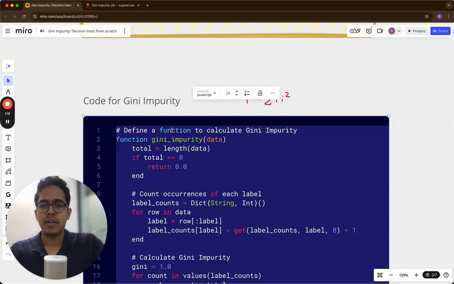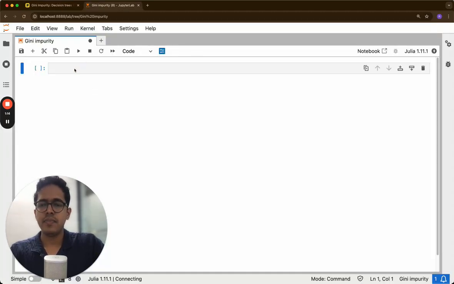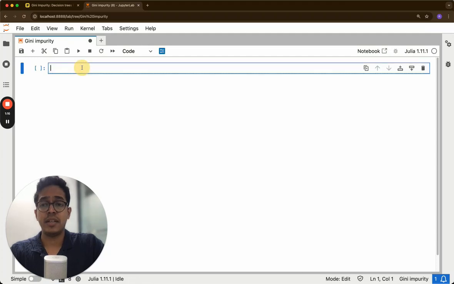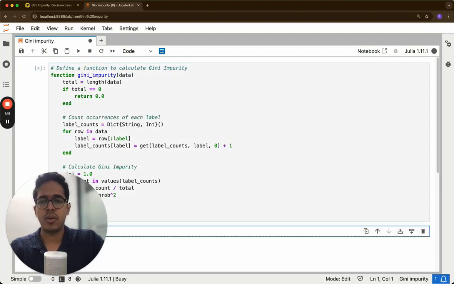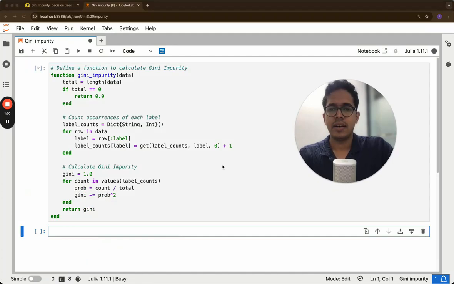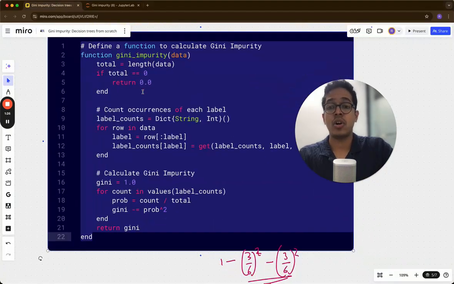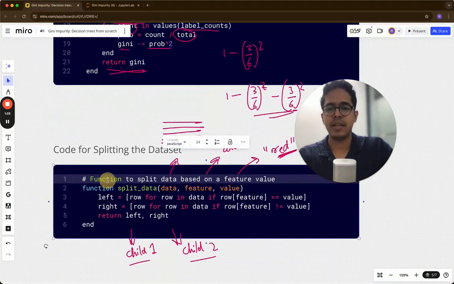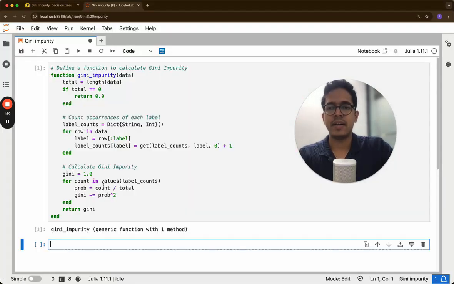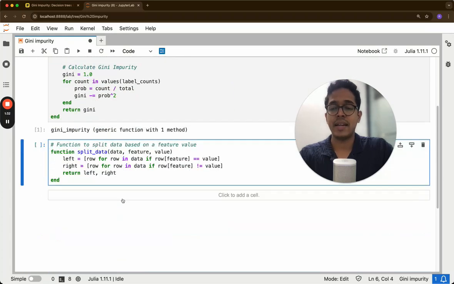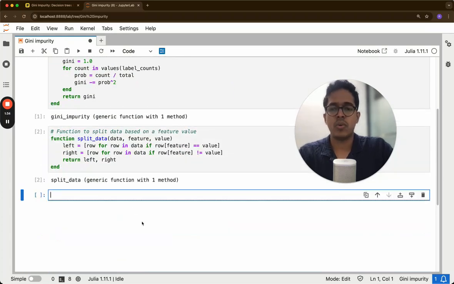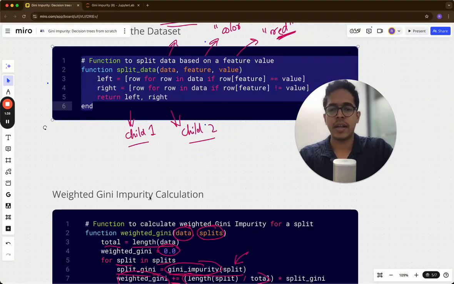So first, Gini impurity: defining the Gini impurity function for calculating the Gini impurity of a given node. So I'm copy pasting that. It should not output anything because we are simply defining the function. We are not calling the function yet. It's just the function definition. Then the function for splitting the given node into right-hand side and left-hand side branch, basically true or false branch. So that is this function, split data. We are not calling it yet.